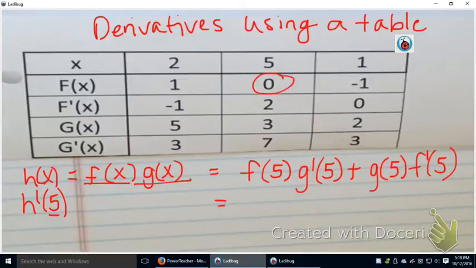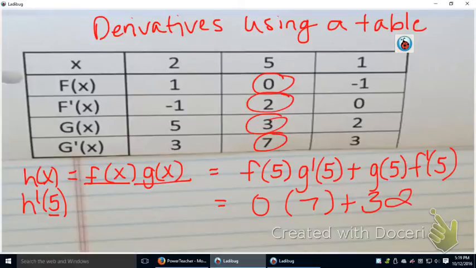F of 5 is 0. G prime of 5 is 7. G of 5 is 3. F prime of 5 is 2. And I work it out, and I get 6.